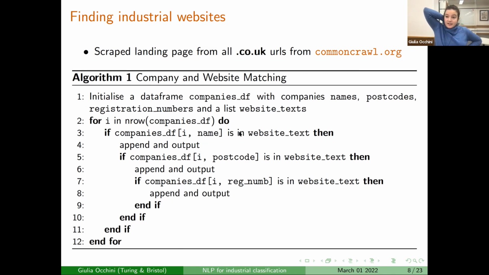We then devised a little algorithm, which is not very complicated, that would put all the data from companies on a data frame, including company's name, postcodes, and registration number, and have a list of all the website text that we scraped from Common Crawl. For each row in this data frame, we would then see if the name of the company was in the website text, then we would append an output, same thing with postcodes, and same thing with registration numbers.